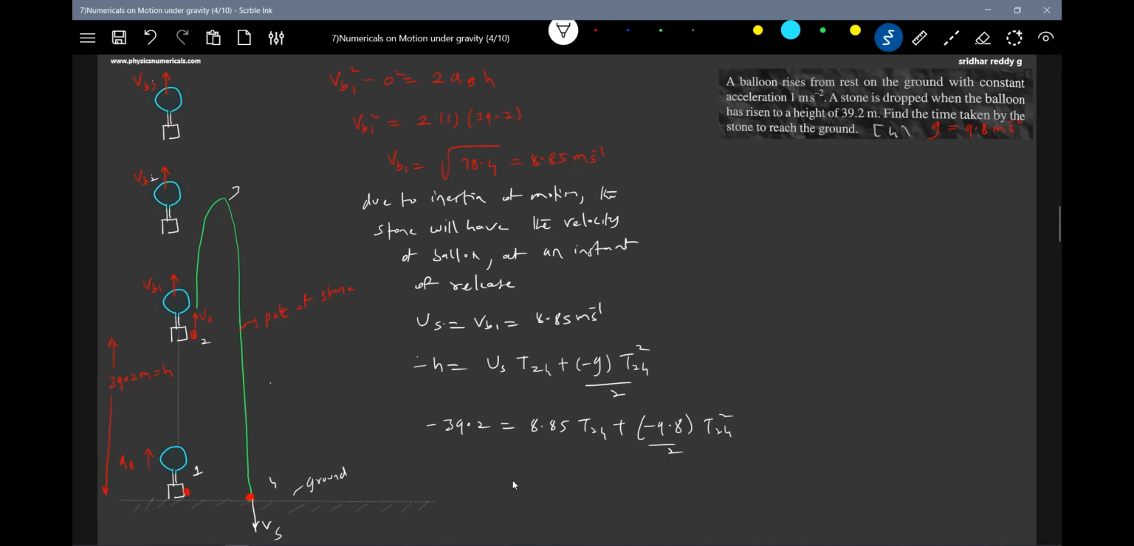I think very big calculations all. So this we have to solve it. I'll try my level best. So half of 9.8 will be 4.9. So 4.9 T24 whole square minus 8.85 T24 minus 39.2 equal to 0. This is a quadratic equation, solving this.